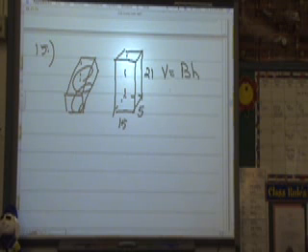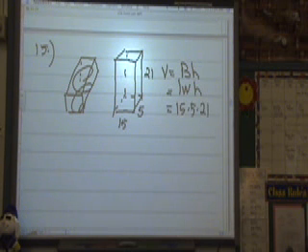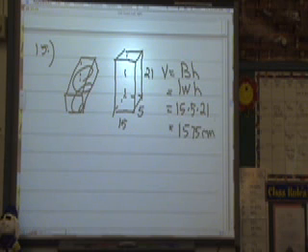So I'm going to quickly do this because somebody's moving for some reason. Volume equals B times H. The base is a rectangle. So you take 15 times 5 times 21. Anyone have the answer? Carlo? 1,575. And the unit is centimeters cubed, and that's it.